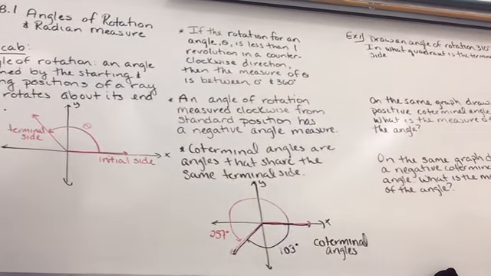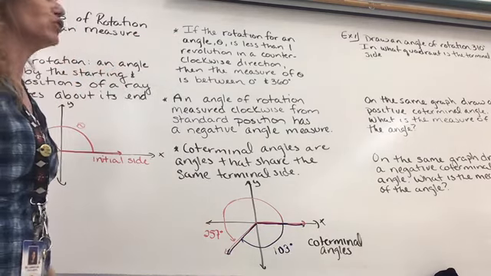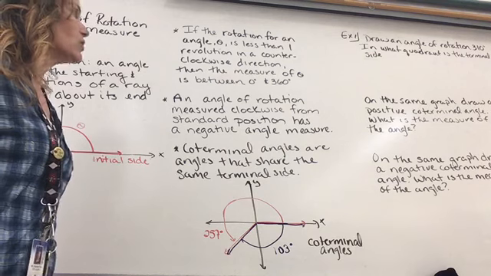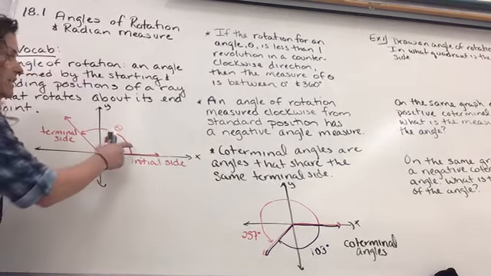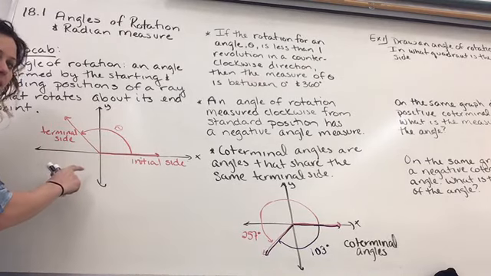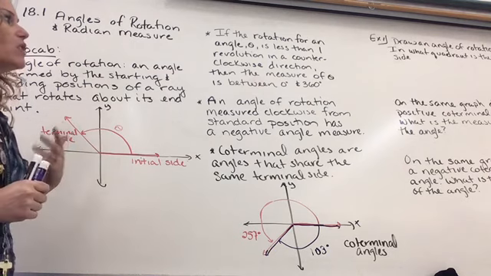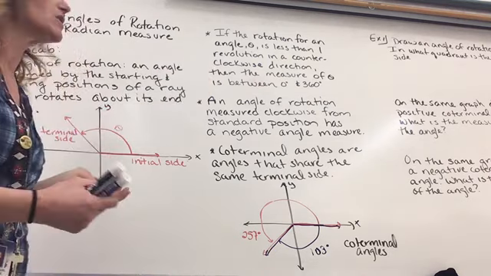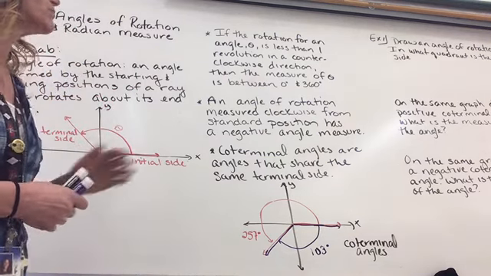So moving on, if the rotation for an angle theta is less than one revolution, which means it only goes around less than one time, in a counterclockwise direction, then looking at this, we always go counterclockwise, and if it's going less than one rotation, that means the measure of the angle theta is going to be between 0 and 360 degrees. Okay? A full circle is 360 degrees.